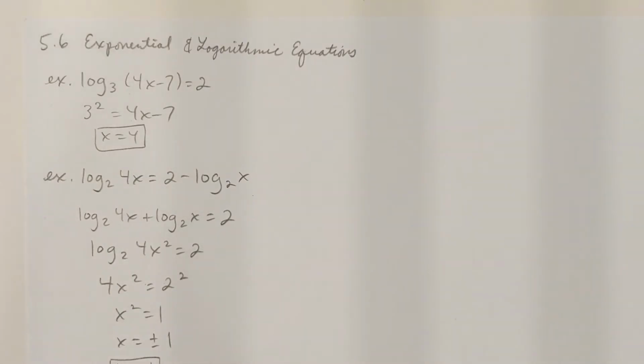I'm going to begin section 5.6 now. 5.6 is all about solving exponential and logarithmic equations. We've already been solving exponential equations a little bit. We did that in section 5.3, although I did mention there was more to know about solving an exponential equation. But I'm going to begin with logarithmic equations and just show you a bunch of examples here.